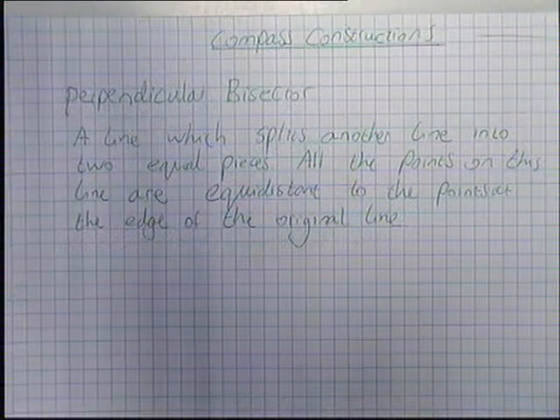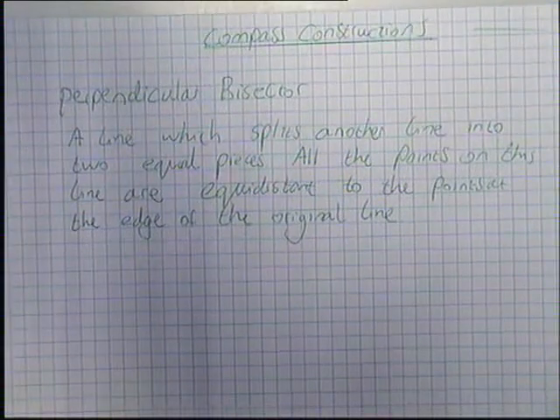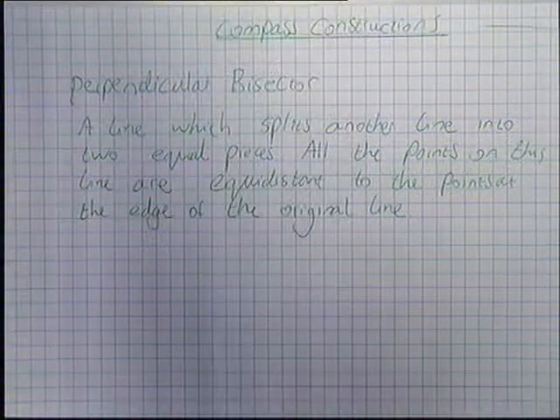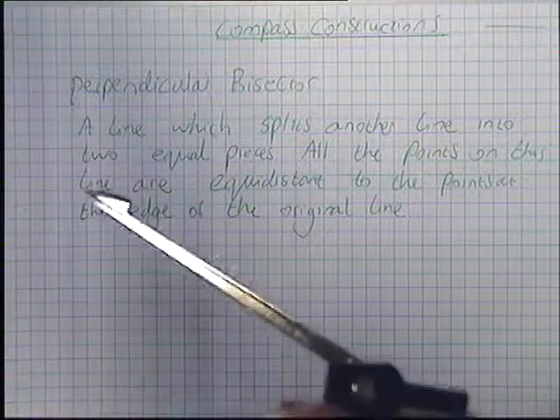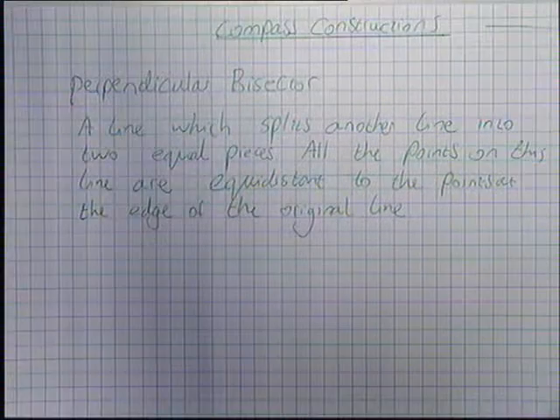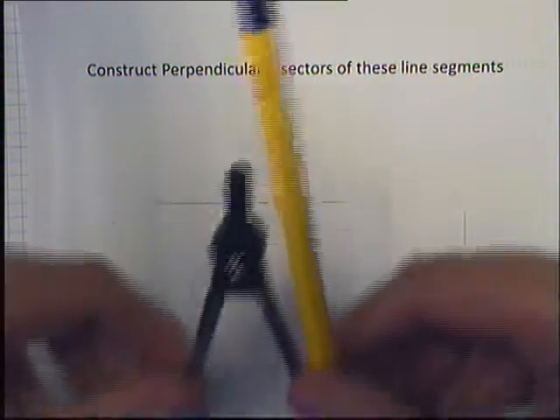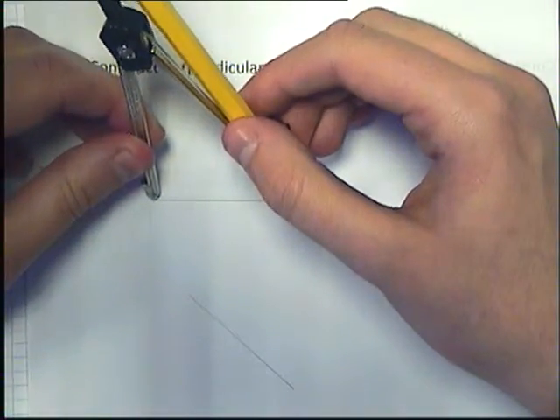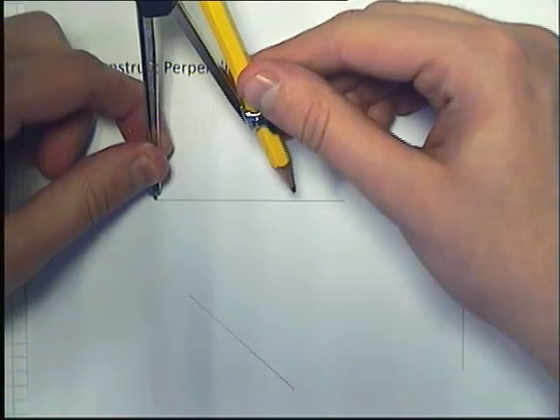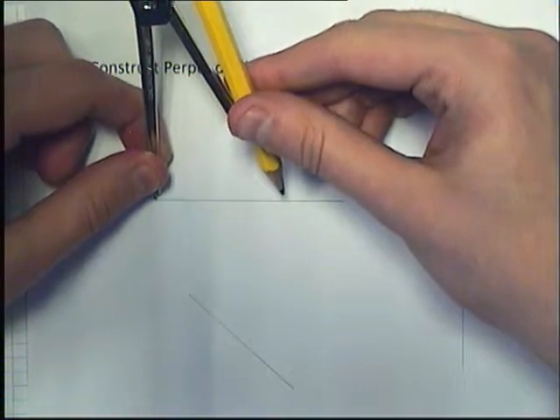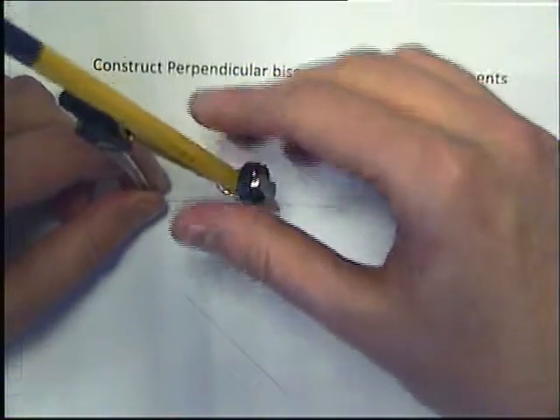Okay, so I'm going to do a bit of a demonstration of this, and what you'll need is a ruler, a pair of compasses and a pencil, and your example sheet. So for the very first one, we've got a line and we're going to construct the perpendicular bisector of this line. What you need is your compass, put it on the edge of the line and make sure that it's extended over half of the line.